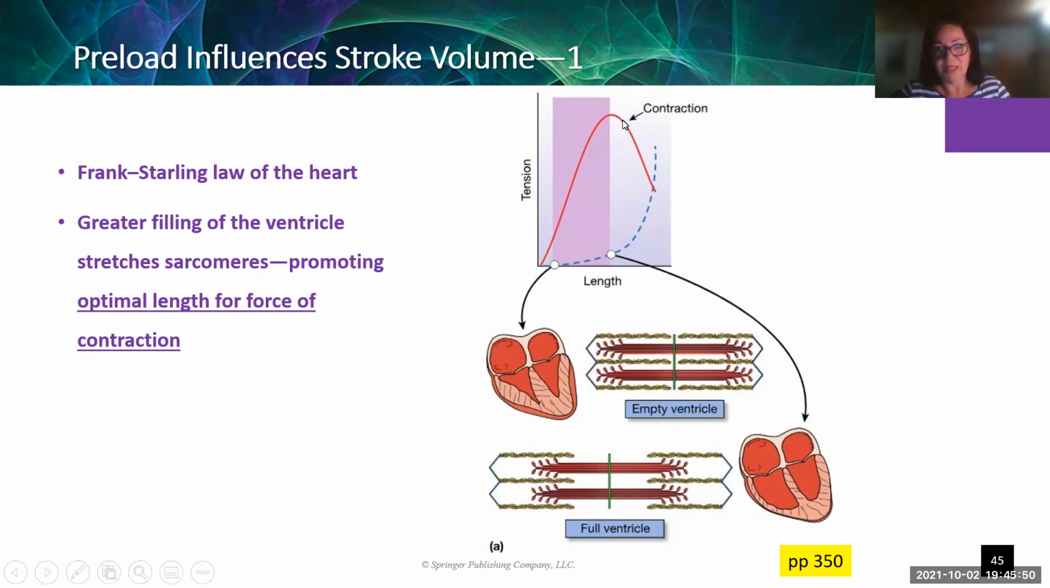Now, beyond that point, yeah, it goes downhill. If you stretch this too far, and think about it, like you try to pick up groceries with a completely straight arm, you can't pull that up very well. But if you get a little bit of a bend in your elbow, then you can pick that up pretty easily. All right, so there's this optimal stretch that you want in the muscle, and that's what's achieved when we get that little bit of oomph from the atria pushing a little bit more blood into the ventricles. We get that little bit more stretch, and that allows us to get the most oomph, the most contractility. And that's on page 350.